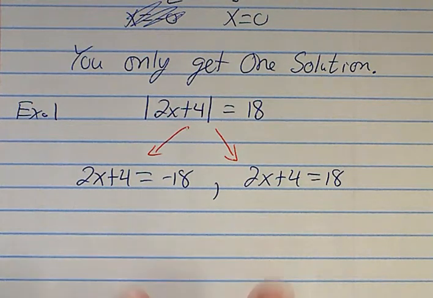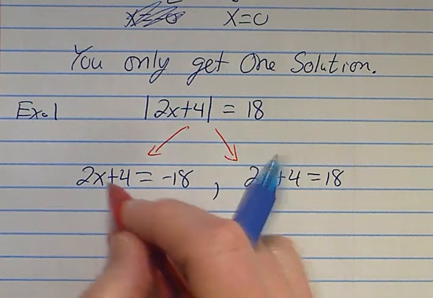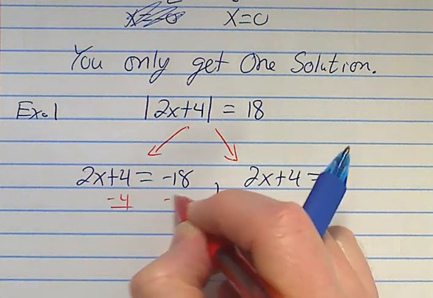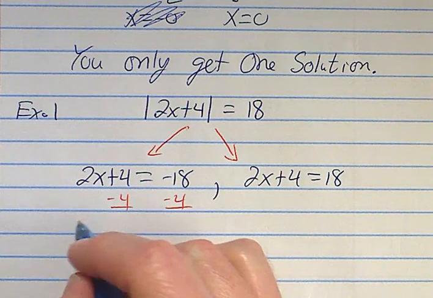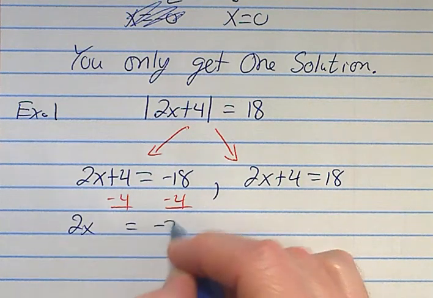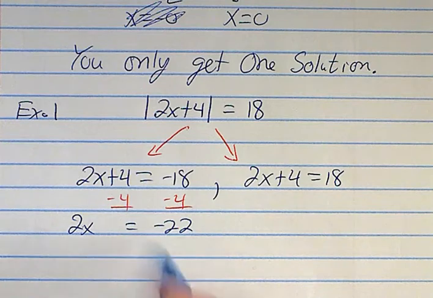Okay. And then once you split it up, the solving equation part really shouldn't be too bad. You've got 2x plus 4, so let's go minus 4. Then divide by the 2, so you get x equals negative 11.